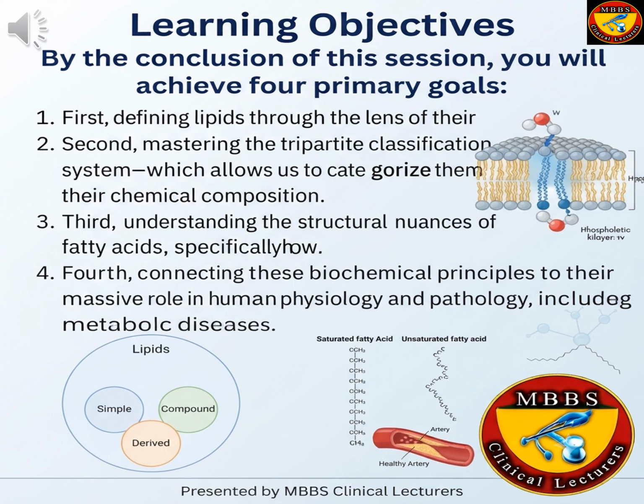Learning objectives. By the conclusion of this session, you will achieve four primary goals. First, defining lipids through the lens of their unique physical and chemical properties. Second, mastering the tripartite classification system: simple, compound, and derived lipids, which allows us to categorize them by their chemical composition. Third, understanding the structural nuances of fatty acids, specifically how saturation influences their physical state. Fourth, connecting these biochemical principles to their massive role in human physiology and pathology, including metabolic diseases.